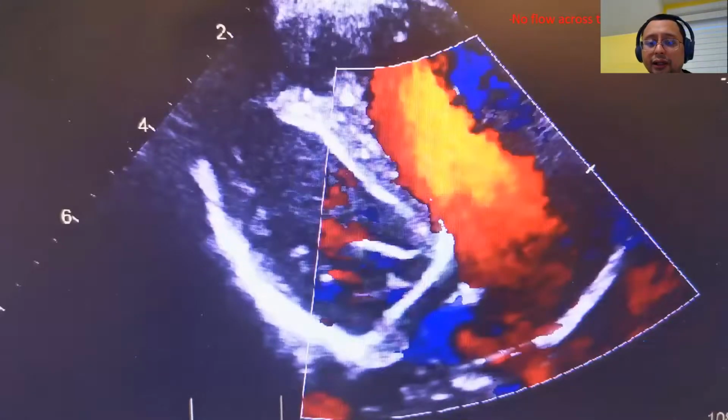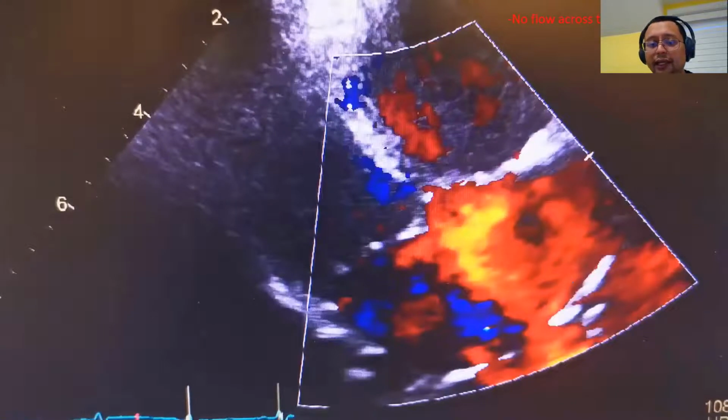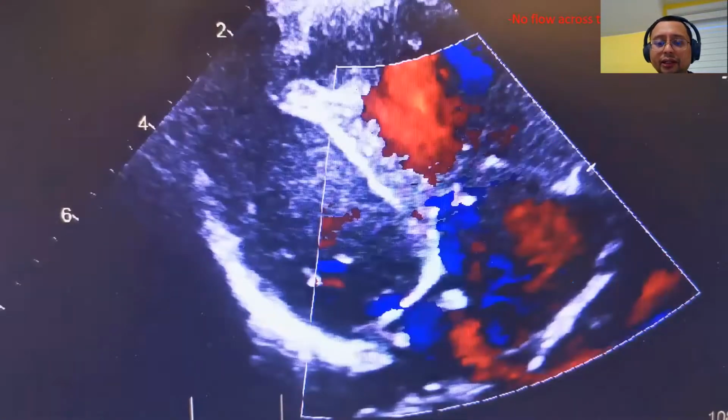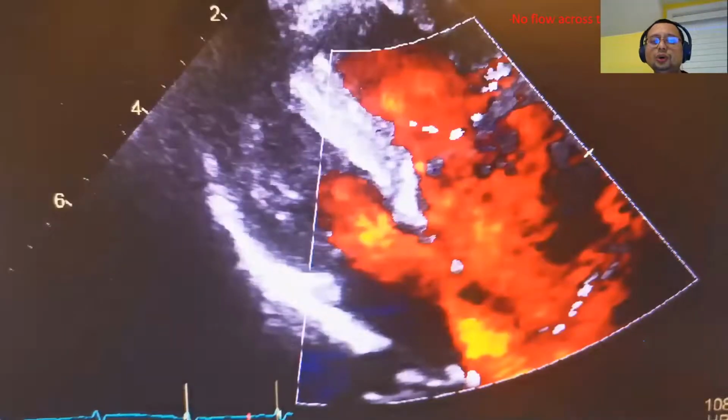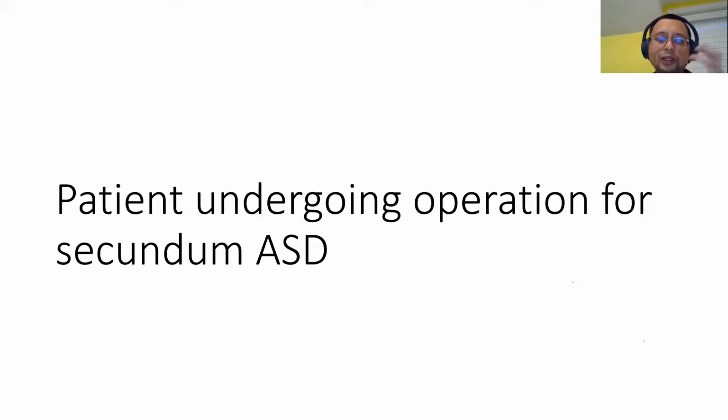So this is again a subcostal view, and again we wanted to see whether there is any shunt. There is no shunt between the left atrium and the right atrium here. At first, when the echocardiographer looked at the echo, they thought the patient had secundum ASD because of the dropout. But remember, I told you, look properly, and it turned out the patient does not have secundum ASD.